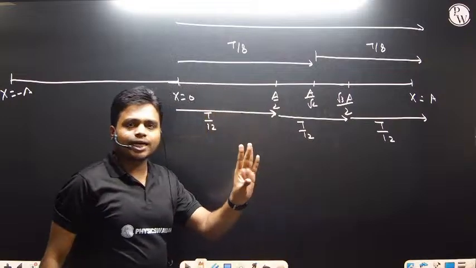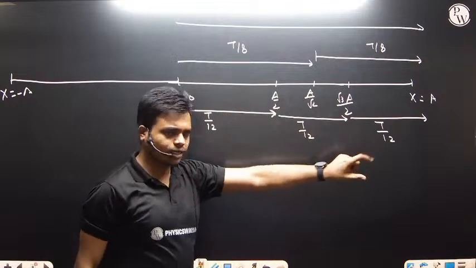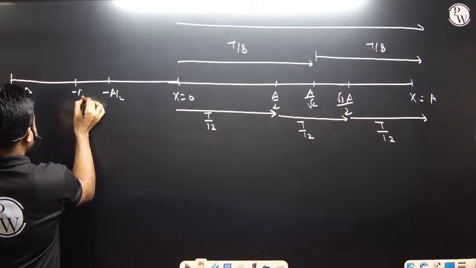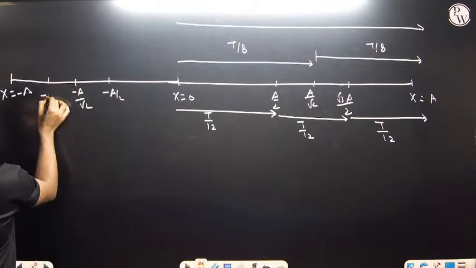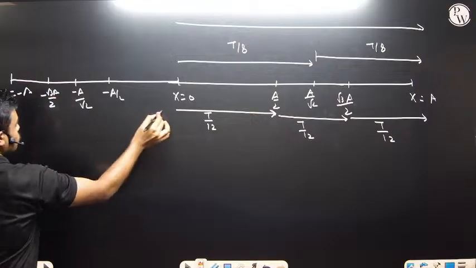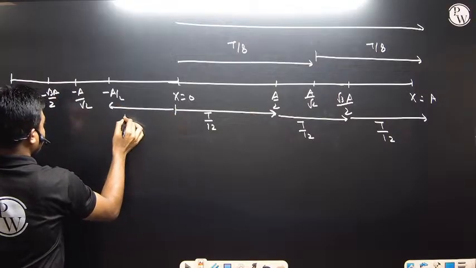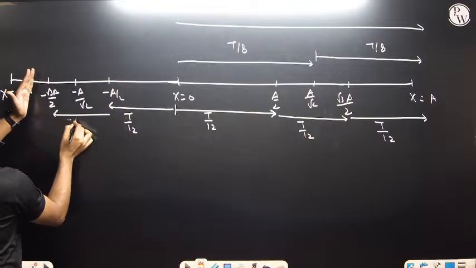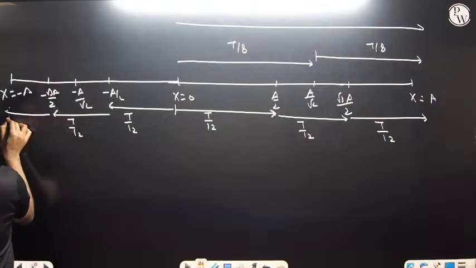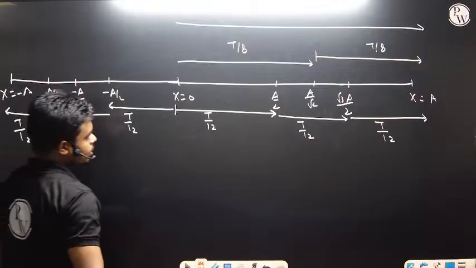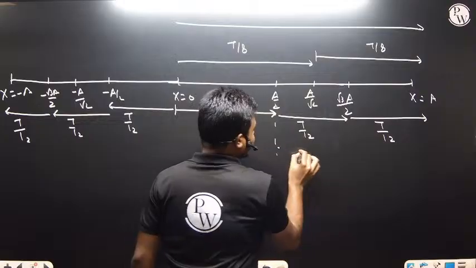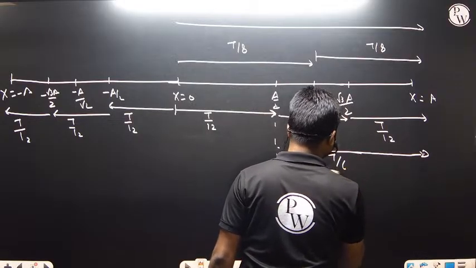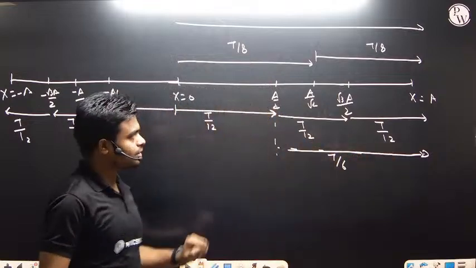Whatever time analysis we have done on the right hand side will be the same on this side as well. This will be minus A by 2, minus A by root 2, and this side minus root 3 A by 2. So this point to this point, time will be T by 12. Next, minus A by 2 to root 3 A by 2, again time will be T by 12. So this side again time will be T by 12. Okay, x equals A by 2 to x equals A, time will again be T by 6 here. T by 12 plus T by 12, that is T by 6.